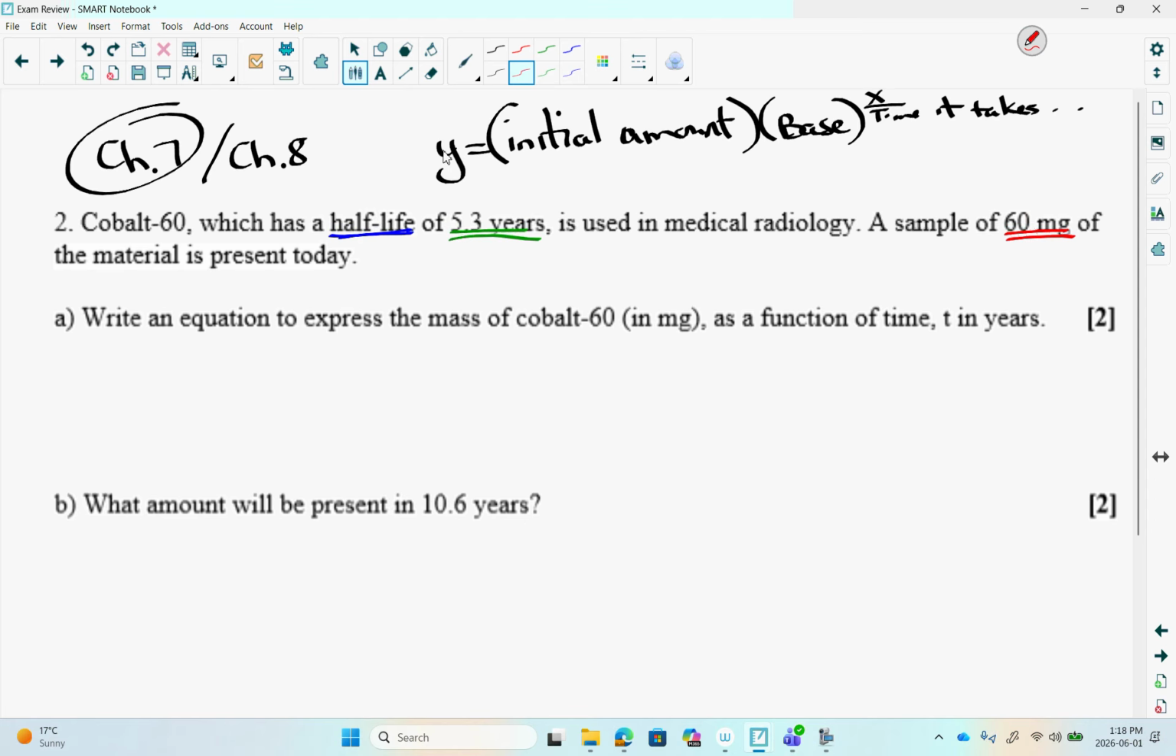So y in this case is going to represent your mass, and x is going to represent your time in years. What would my equation look like? What would I fill in for the initial amount? 60 milligrams, that's what I'm starting with. What would I fill in for the base? It's 1/2. You could use 0.5 if you like. Your exponent is going to be x over, what's the time it takes?